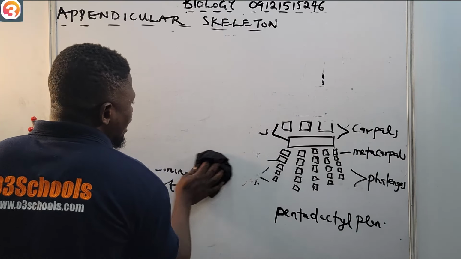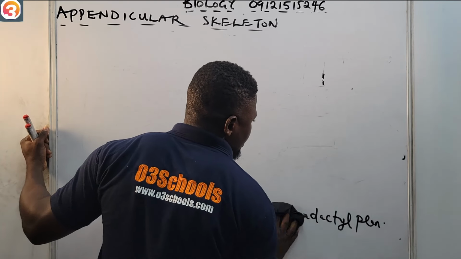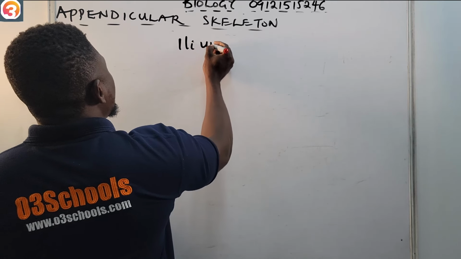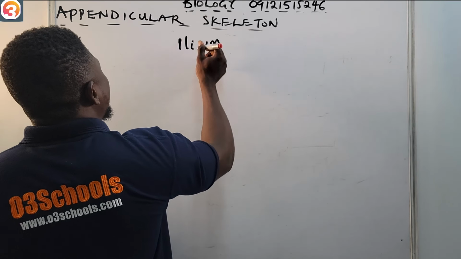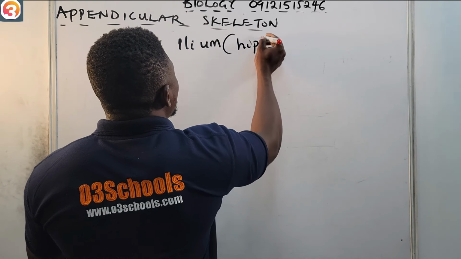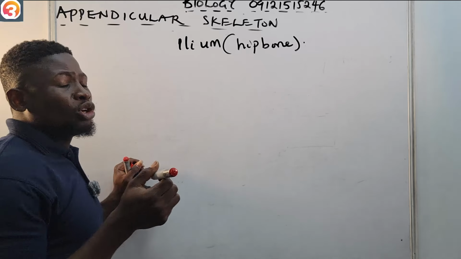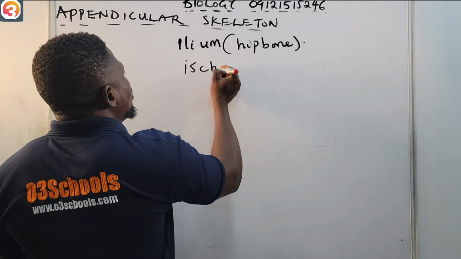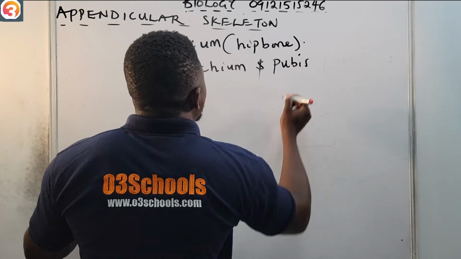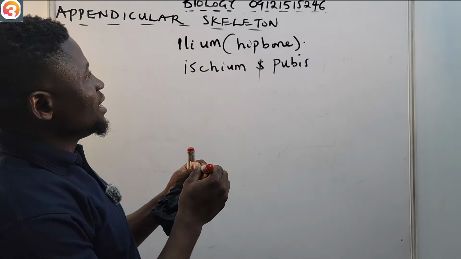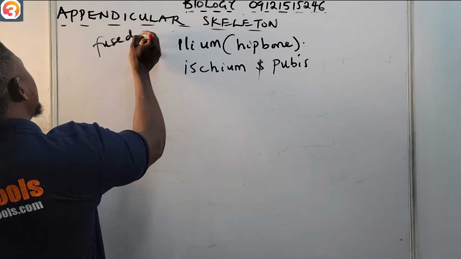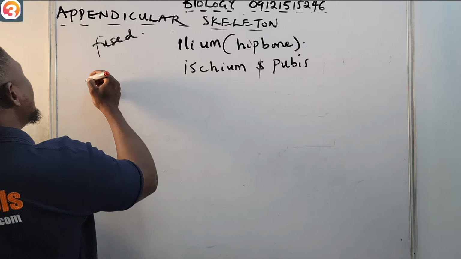Number one is the ilium. The pelvis consists of the ilium. This ilium is also called the hip bone. Apart from this, it also consists of the ischium and the pubis. This ischium and this pubis are fused together to form what is called the innominate bone.